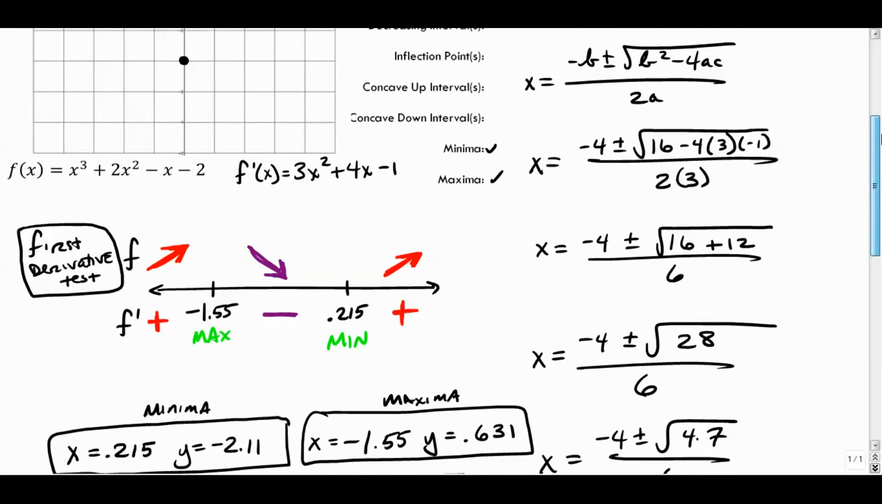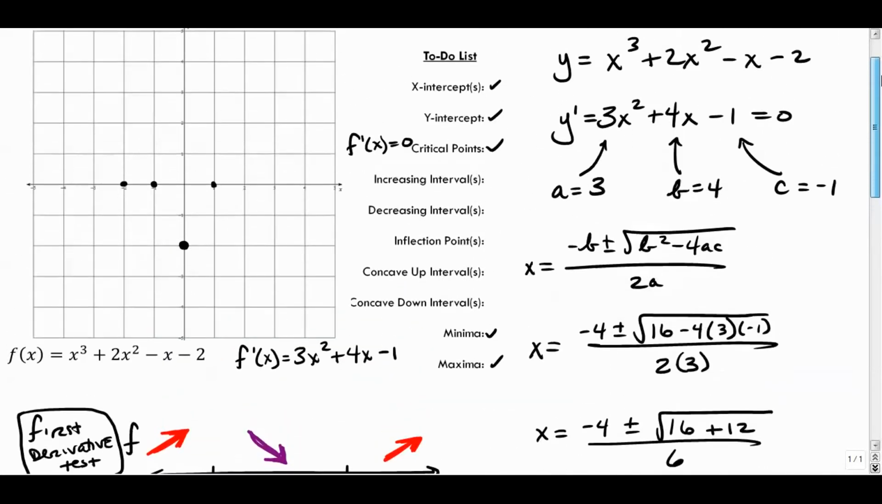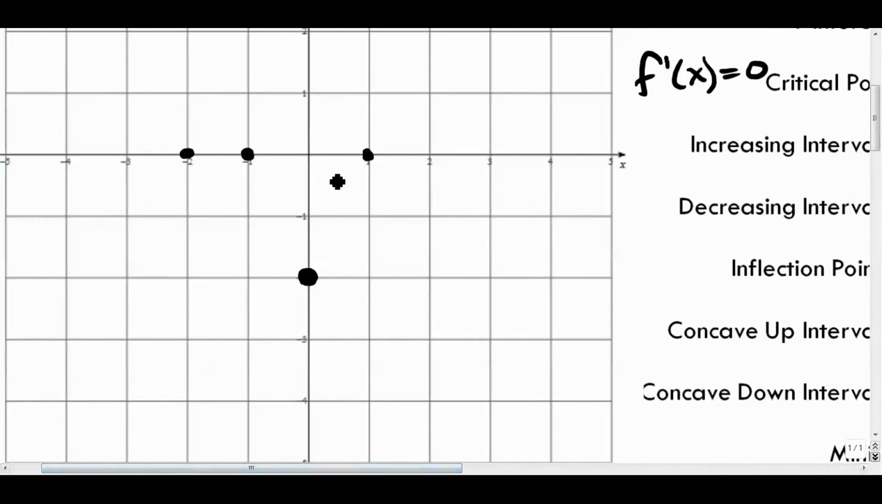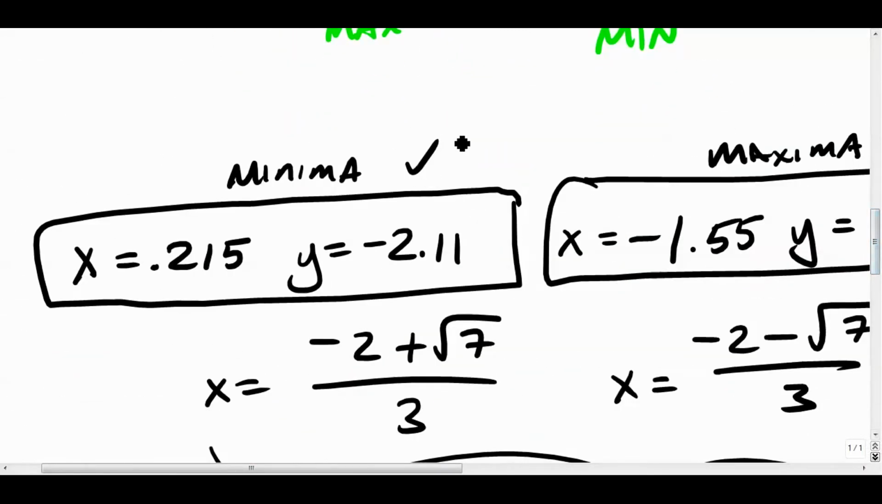I'm going to put them on my graph. 0.215 comma -2.11. Zoom in. So 0.215 and -2. So this is about 0.5. So 0.2 is in here somewhere. So I'm going to go right there and then down to about right here. Now I'm going to make my y-intercept a little bit smaller. And I'm going to make that minimum point a little bit bigger. That's a minimum. I just graphed this right here.